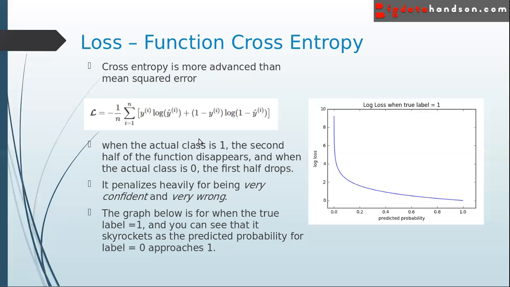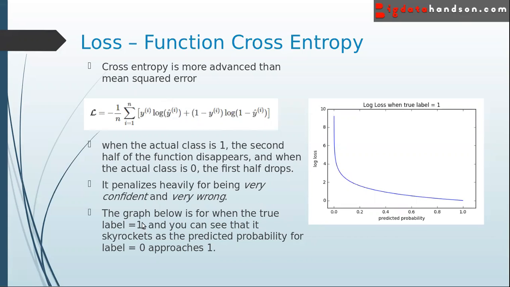What the cross entropy does is, it's more efficient than the mean squared error. Why? Because when the actual class is one, the second half of the function disappears. It's because we are subtracting it from one. So when the actual class is one, then one minus one will become zero. So this half will become 0, and only this half has the value.